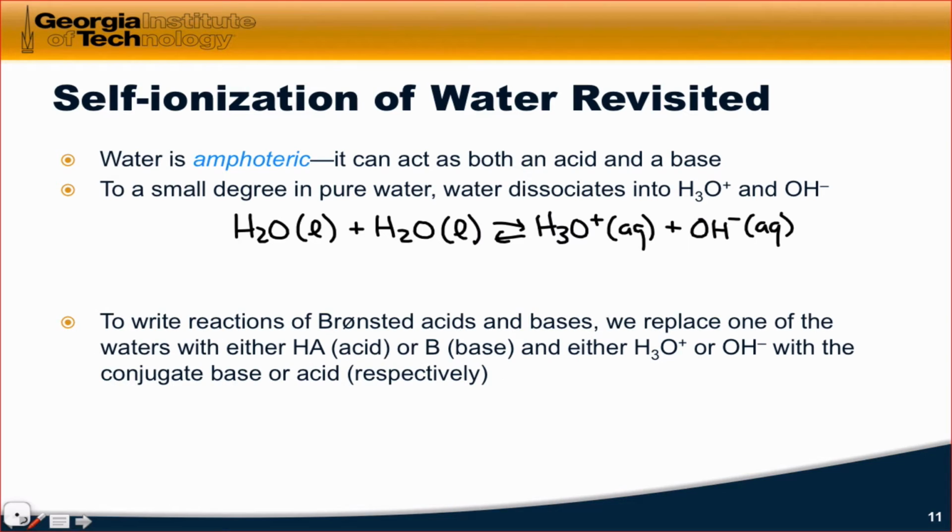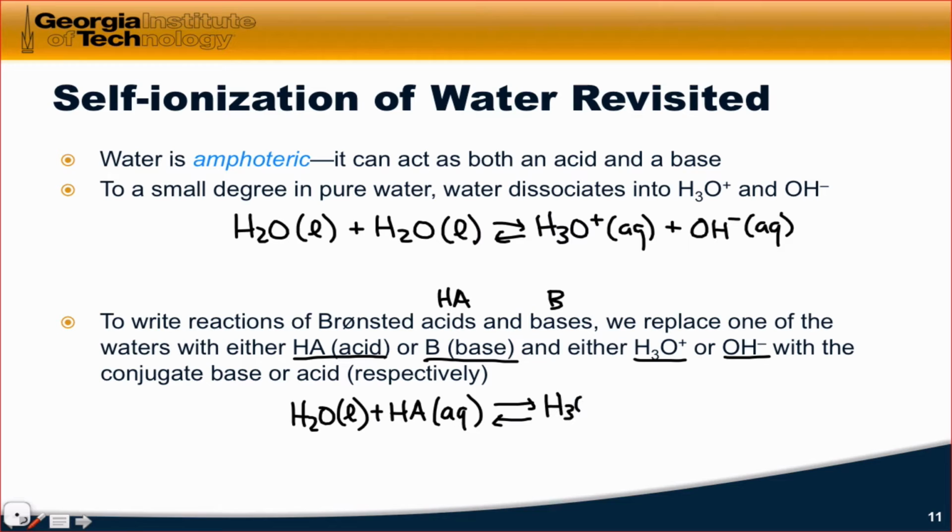To write the dominant reactions of Bronsted acids or bases in water, we replace one of the waters with either HA or B, and on the product side, we replace either H3O plus with the conjugate acid of the base or OH minus with the conjugate base of the acid. For example, for a general acid dissociation equilibrium, we replace the acidic water with aqueous HA. Leave the other water in place, which will serve as the base here. On the product side, we'll still have the conjugate acid of water, H3O plus, because water is accepting a proton from the acid, and we'll have, instead of hydroxide, the conjugate base of the acid itself, A minus.